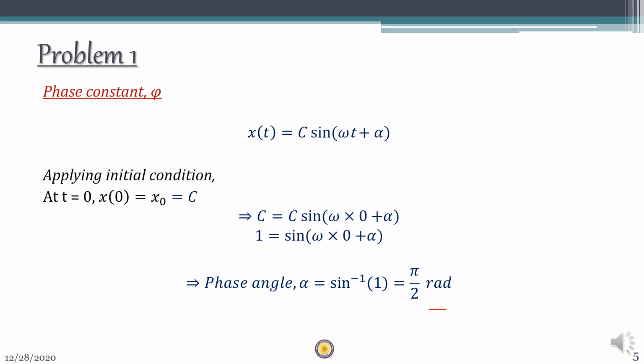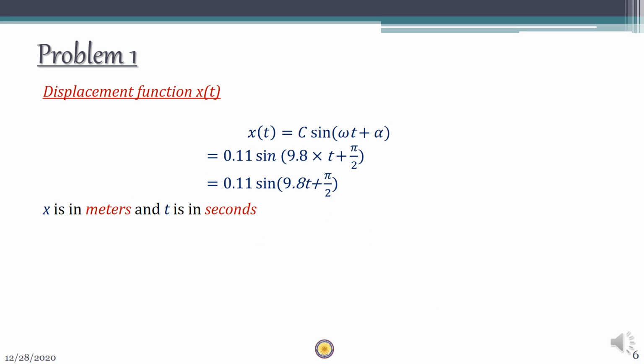So we have found the amplitude c, and we have also found the phase angle alpha. So we can now write the displacement function as x of t is equal to c sin of omega t plus alpha. So 0.11 sine of 9.78, which is omega, multiplied by t plus pi by 2. So we have the displacement function as well.